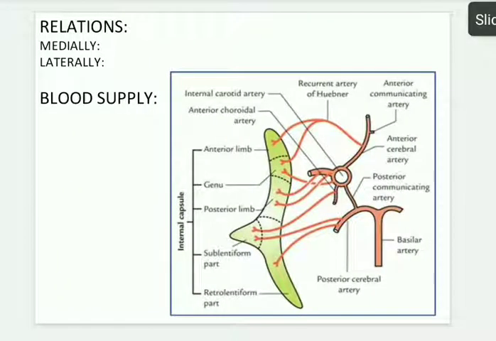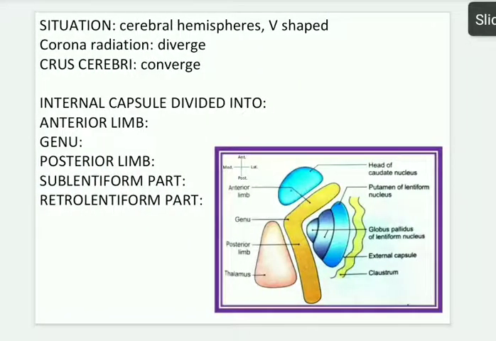And what are the relations? Medially and laterally. Medially, you can see the head of the caudate nucleus and thalamus, and laterally you can see the lentiform nucleus.